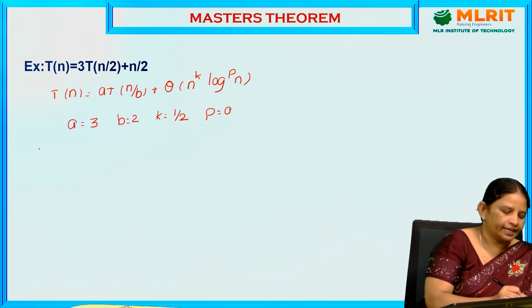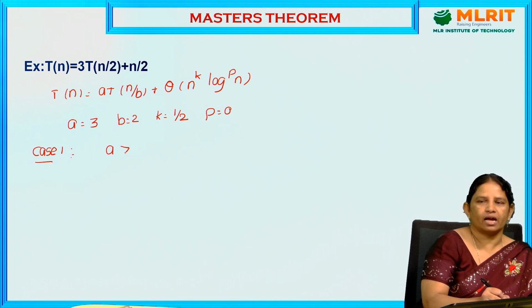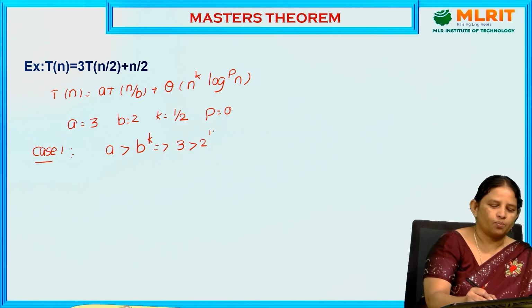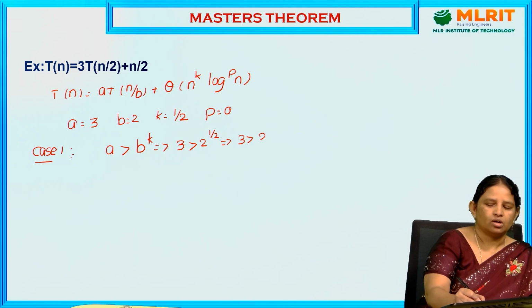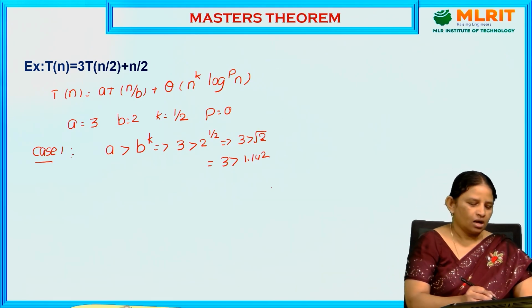Then check case 1. Case 1 is a greater than b power k. What is the a value? A value is 3, greater than b power k, 2 power 1 by 2. That means 3 greater than root 2. That is equal to 3 greater than 1.142. So the condition is true. Then apply case 1.